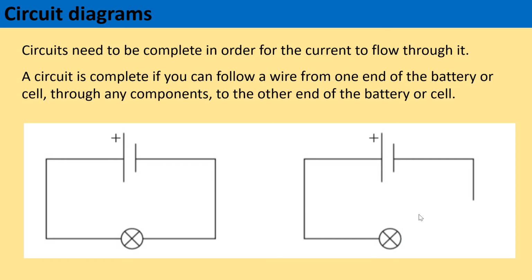The diagram on the right hand side, if you were to draw a line from the battery on the left hand side where the positive terminal is, all the way down, you could follow it until you get to the bulb, but then you can go no further. There is no line being drawn out of the bulb. This is an incomplete circuit. In this case, the bulb would not light up. You need a complete circuit for the bulb to light up, for the current to flow all the way around the circuit.